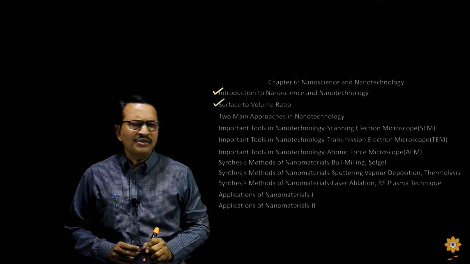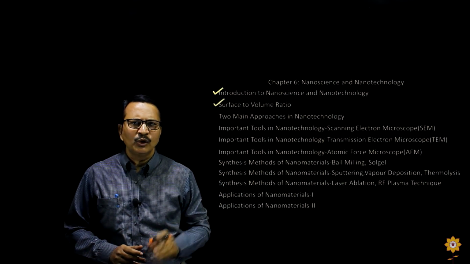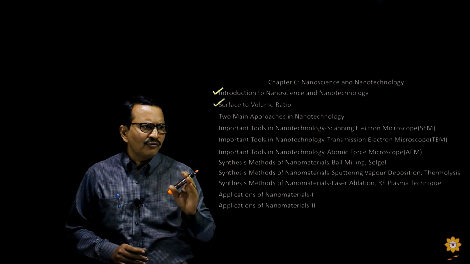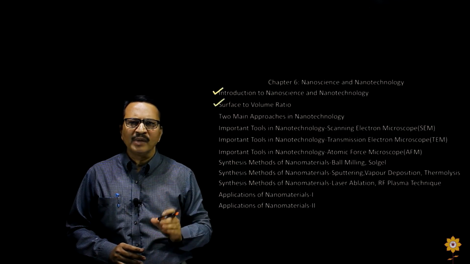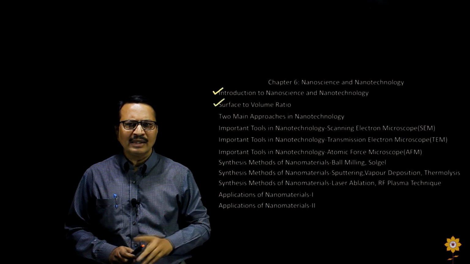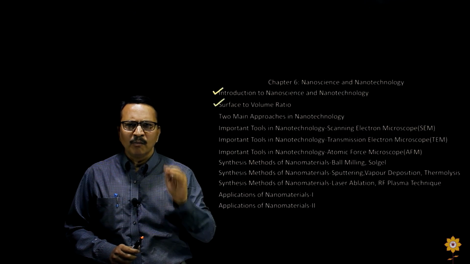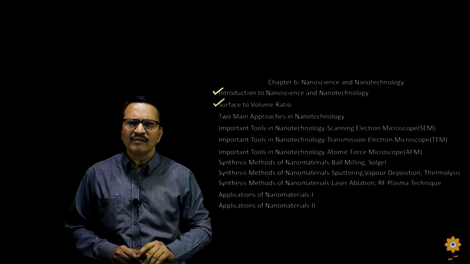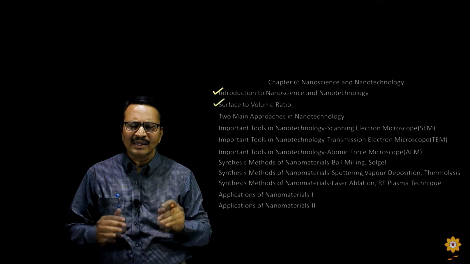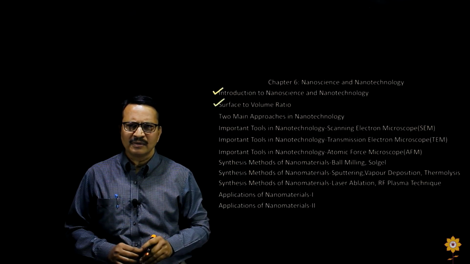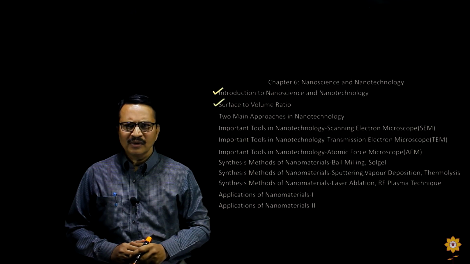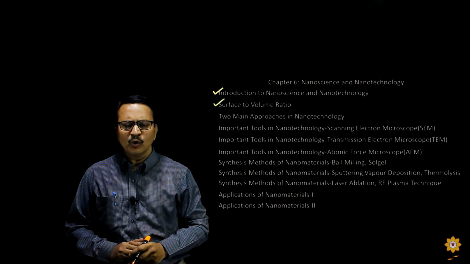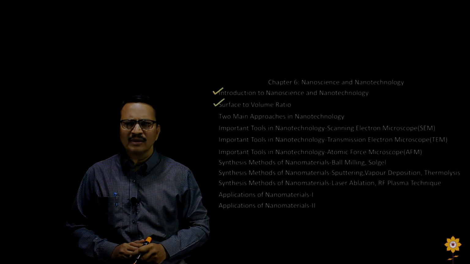And lastly, we studied with examples the two main approaches for making nanomaterials in nanotechnology, and these are nothing but the bottom-up approach and the top-down approach, and we also studied examples in each one of these approaches. Thanks students for your kind attention, and I hope you have understood the details of today's lecture.